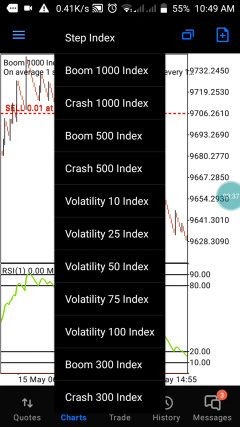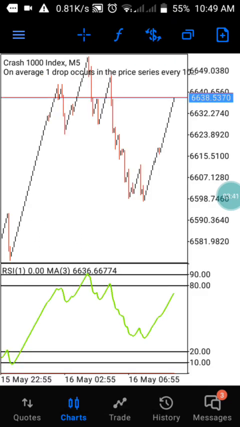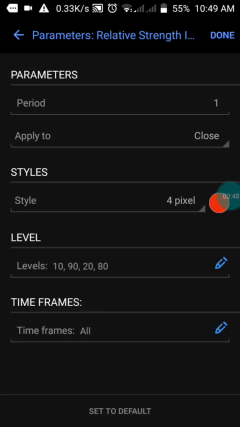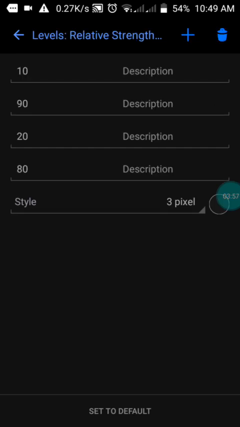So guys, let me show you the settings of this strategy so that you can enjoy trading with it. We only have two things that we need, which is our relative strength index. In our relative strength index, we have only the period of 1, we have apply to close, and we have our style in red color. We have different levels, which are the 10, the 90, the 20, and the 80. So you have the levels there, then you press on done.